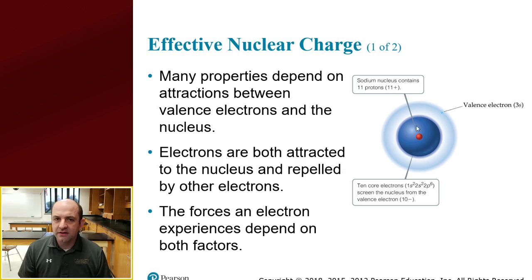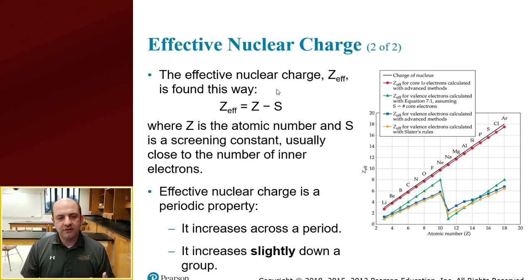Because we've got 10 that are much closer to the nucleus, that are in between, and what we call screening it. So the idea here is that the effective nuclear charge, how much charge an electron on the outside feels, is equal to the nuclear charge, which is Z, that's the number of protons, minus S, which is some screening constant. And so I told you there weren't many equations. This is about as complicated as it gets in this chapter for math.